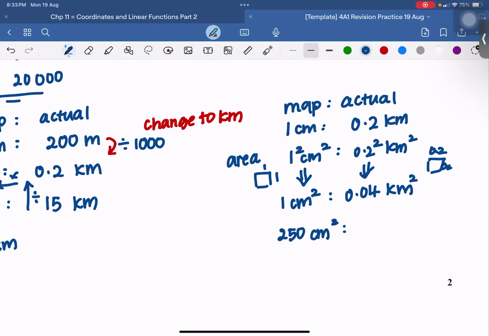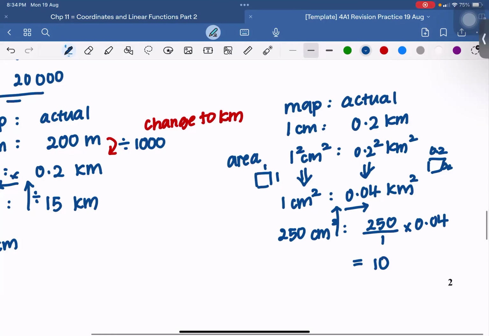So what do I do? I always do my standard one, divide, multiply. So you notice this one, what I need to put multiply, or what I need to put divide by 1, because the numbers can change, right? But my method will always be the same. And I got my answer, 10 kilometers square. Answer. Do you all manage to get the answer?